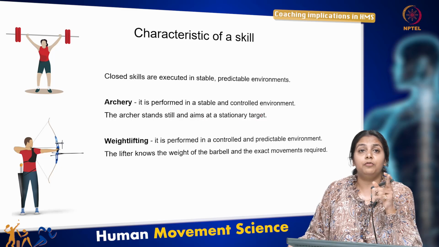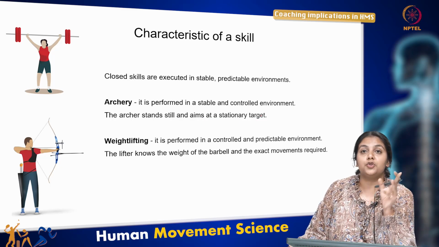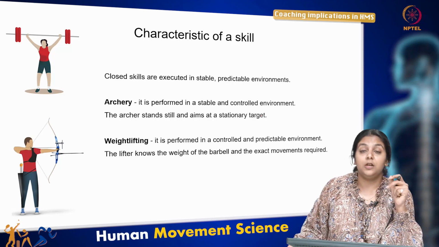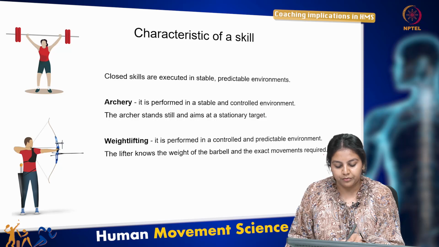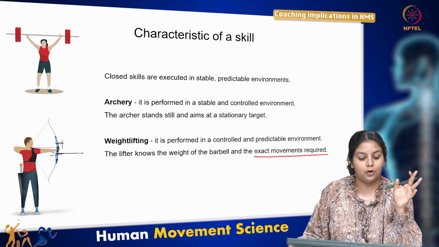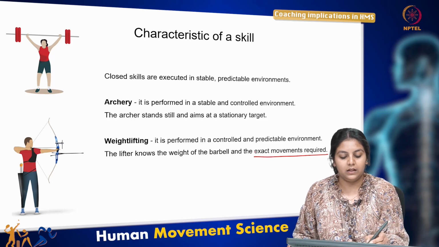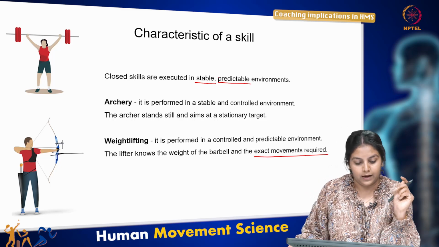Another example of a closed skill is weightlifting, where it is performed in a controlled and predictable environment. The lifter knows the weight of the barbell he is lifting and the exact movements required. So both these skills are examples of closed skills, wherein they are executed in a stable and predictable environment.